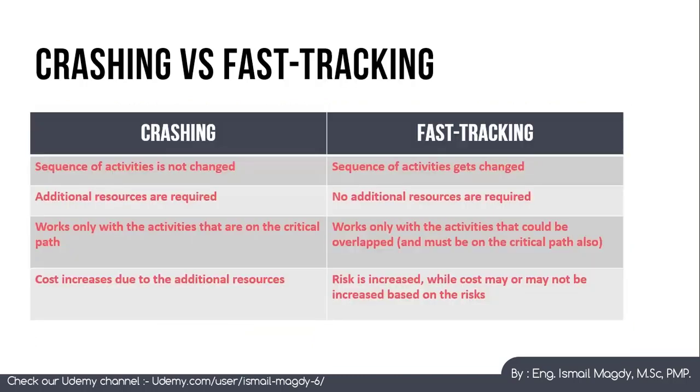So here we have a quick comparison between both methods. In crashing, the sequence of the activities remains the same, while in fast tracking it gets changed. In crashing, we need to add more resources, while in fast tracking, we don't need any additional resources. Crashing must be applied to activities on the critical path only, but it could work with any activity, while fast tracking works only with activities that could be overlapped. And finally, crashing increases the cost, while fast tracking increases the risk.